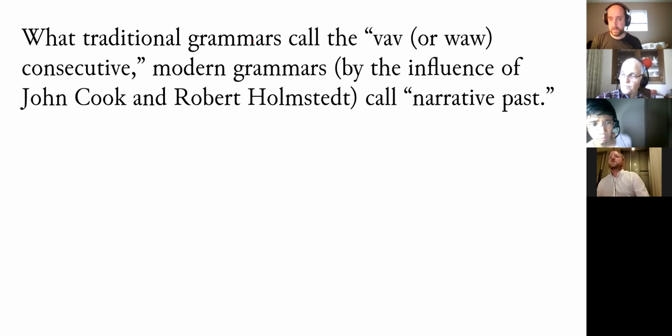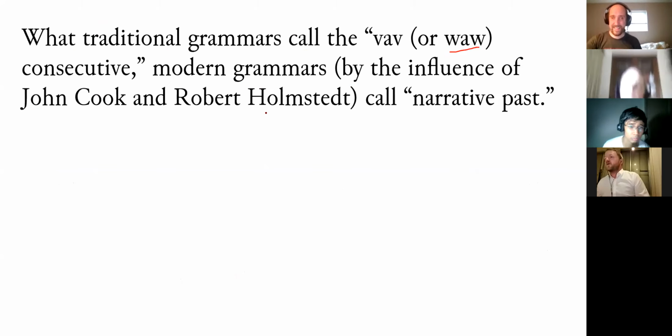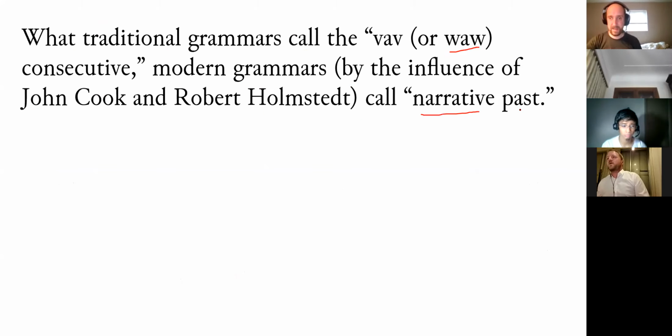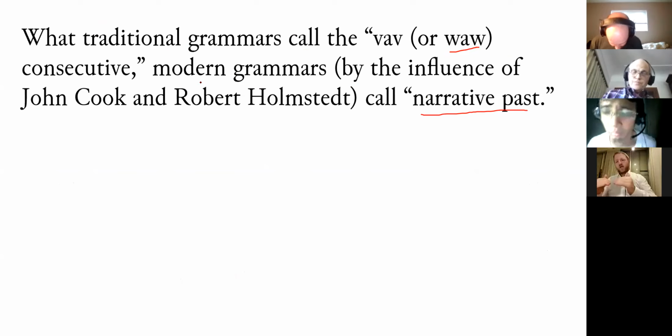Okay, what traditional grammars call the vav consecutive, or it's often written as wow consecutive, vav consecutive. Modern grammars, by the influence of John Cook and Robert Holmstedt, tend to call it the narrative past. So vav consecutive is narrative past. We covered it at the end of the first segment of this course, where we looked at how narrative builds the action through vav consecutives, and then all background information is pulled out of the vav consecutive string.